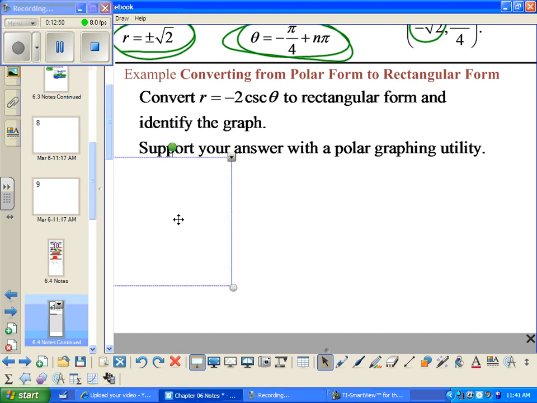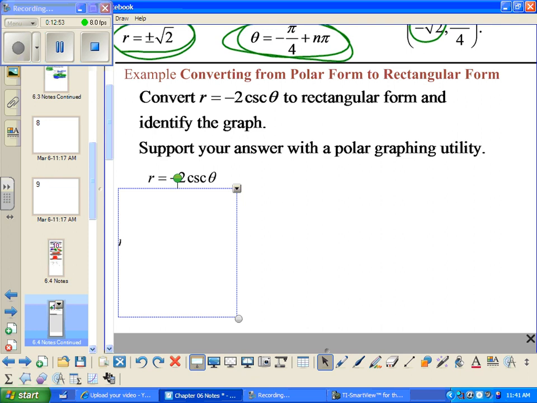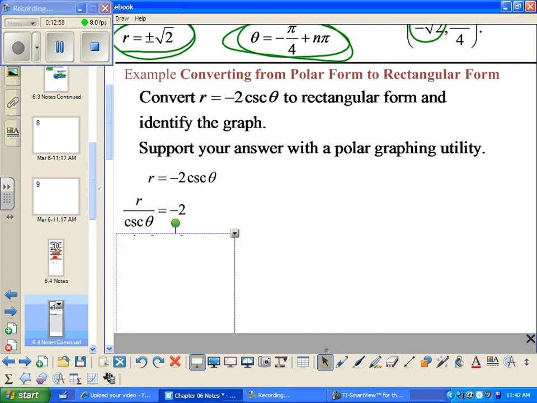Well, without too much struggle here, if I bring that cosecant theta to the other side by dividing, well, r divided by cosecant theta, that's the same as r times sine theta. Well, if r sine theta equals -2, that's the same as saying y equals -2, because r sine theta is y. Well, what do you know about y equals -2 as far as the graph goes? It's just a horizontal line at -2.